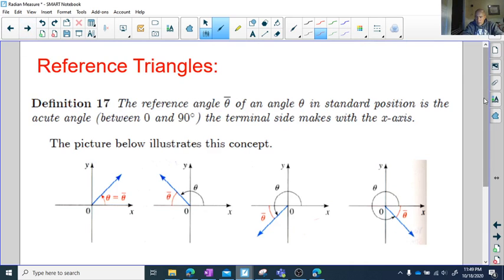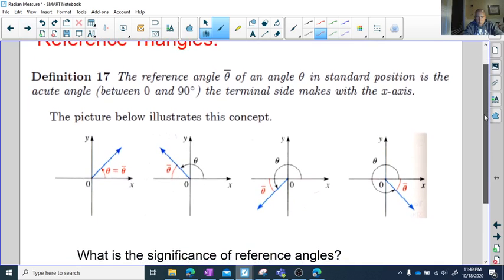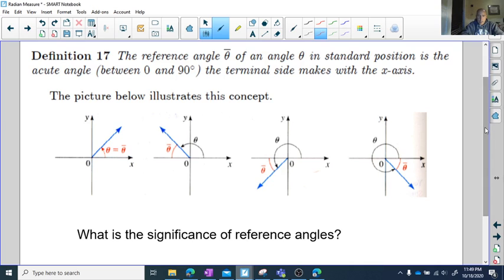Now, reference triangles have a really important property that you're going to see here in a second. So this is just showing you 4 terminal arms, so 1, 2, 3, 4, and imagine that your reference angle was the same for each one of these. So let's suppose we'll pick a number. Let's say this was 40 degrees, and this was 40 degrees, and this was 40 degrees, and this was 40 degrees. So the little angle in the corner between the terminal arm and the x-axis in all 4 of these was the same size. So they all have the same reference angle.